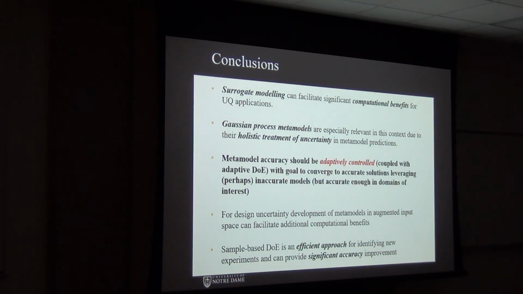And in general, the sample-based DOE, even though it will not give you the optimal new experiment, gives you a suboptimal one that works pretty darn good, especially if you consider that you can do this very efficiently.